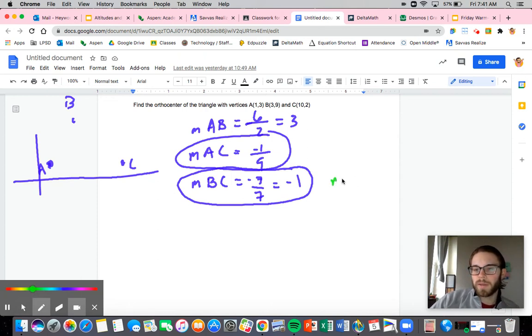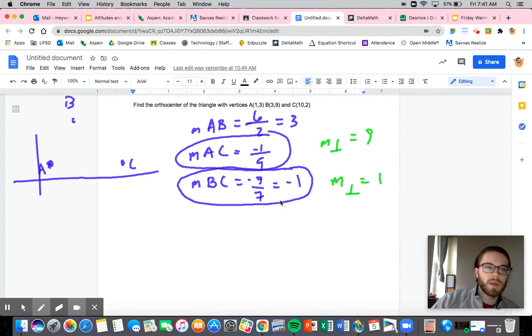Okay, so let's do the perpendicular slopes. That's just 1, and that would be 9. Now we need to talk about what point they would go through. If it is the perpendicular line from AC, it would go through B, so it would go through the point 3, 9. It has to go through a vertex. The one from BC goes through A, so that would be 1, 3, which is actually pretty nice.